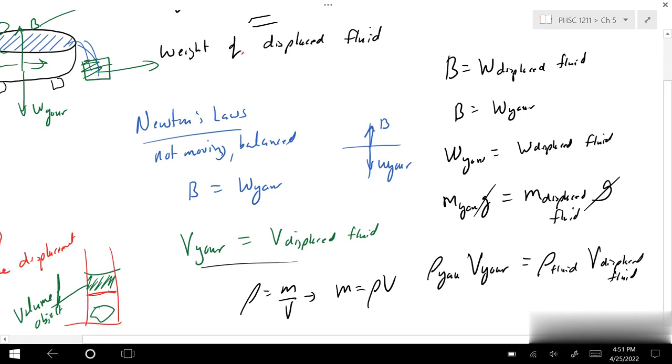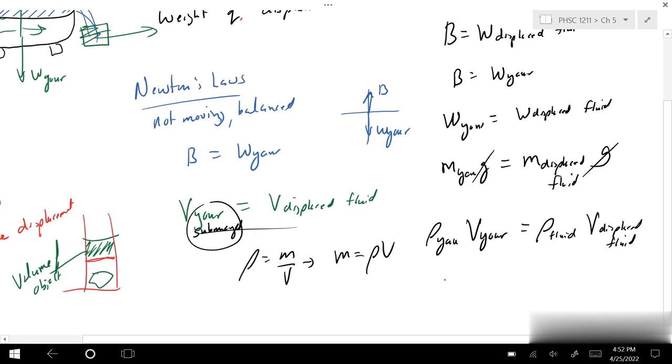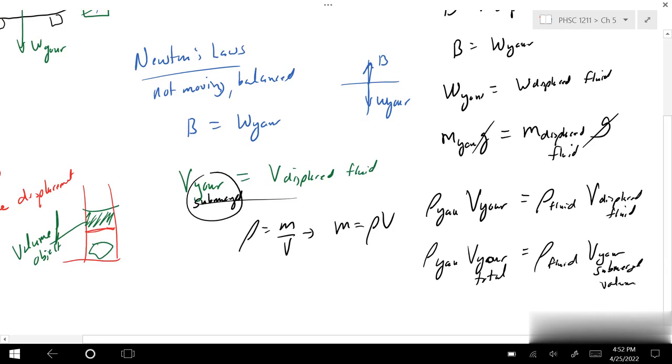And one more step and we're going to have it really focused. So now we want to look at this green part. Oh, and this should be the submerged part. Sorry, I didn't finish this. The part of you that's submerged, okay? So if we're looking at this, then I can rewrite it like this. Your density times your total volume is equal to the density of the fluid times your submerged volume.